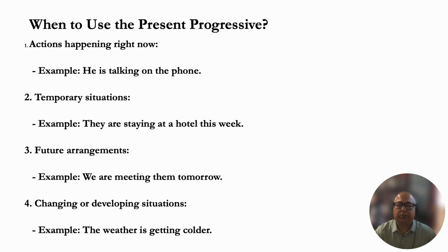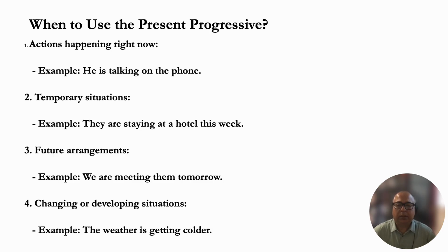When do we use the present progressive tense? There are 4 situations in which we use the present progressive tense. Actions that are happening right now. What is Professor Warsi doing? He's teaching his students. Okay, he's talking on the phone.